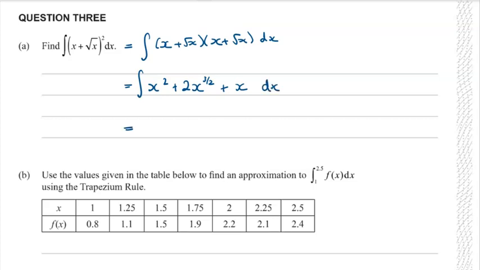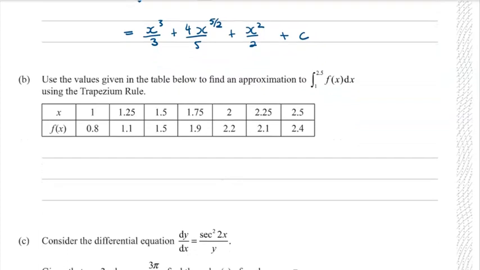Now integrating that, x squared becomes x cubed over 3. This will be x to the 5 over 2, and then 2 divided by 5 over 2 will be 4 over 5. x becomes x squared over 2 plus c.